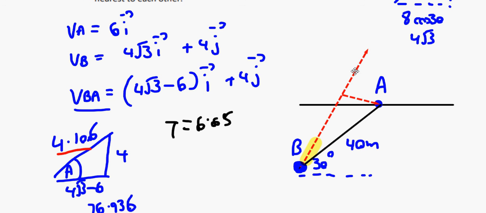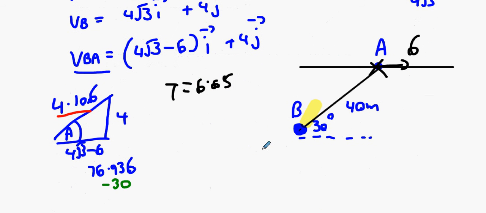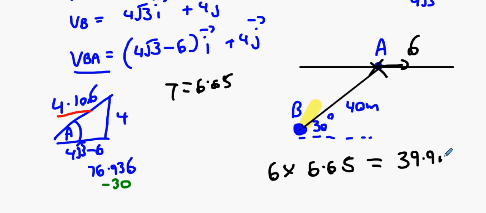Alright. What happens to A? What direction is A going in? A is travelling away from the junction at a speed of 6. So if I multiply 6 by 6.65, I should have my answer for A. And my answer for A is 39.9 meters, I hope.